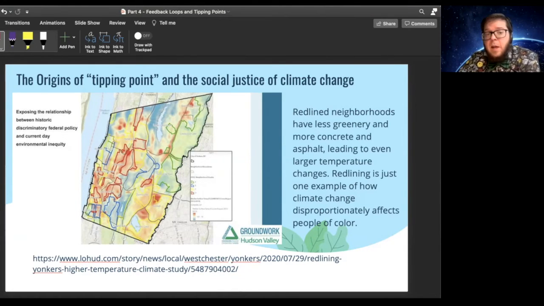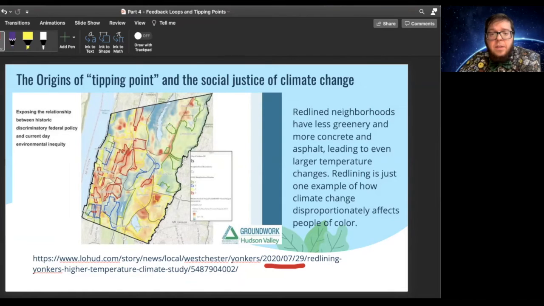Redlining was the socioeconomic practice of outlining minority and predominantly African American neighborhoods in red on the map. But today, even though redlining is nominally banned, the historically redlined neighborhoods are experiencing climate change differently than non-redlined neighborhoods. So this was a report about what's going on in Yonkers. This article came out just last summer, July 2020, from an organization called Groundwork Hudson Valley.